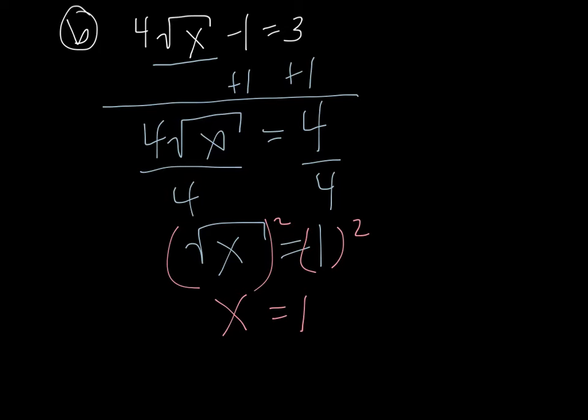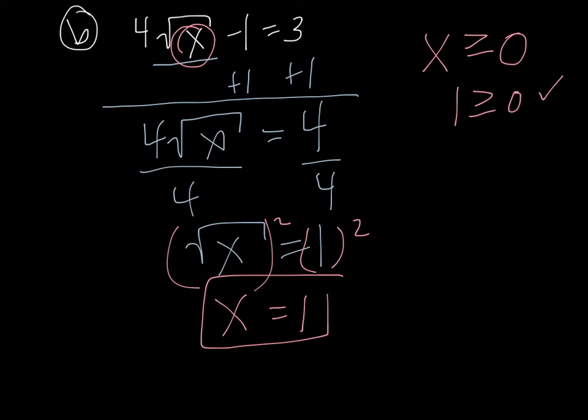And I'll just double check. So inside the radical is just an x. So that x needs to be bigger than or equal to 0 in order to take the square root of it. And it turns out 1 is greater than or equal to 0. So our answer is just x equals 1.